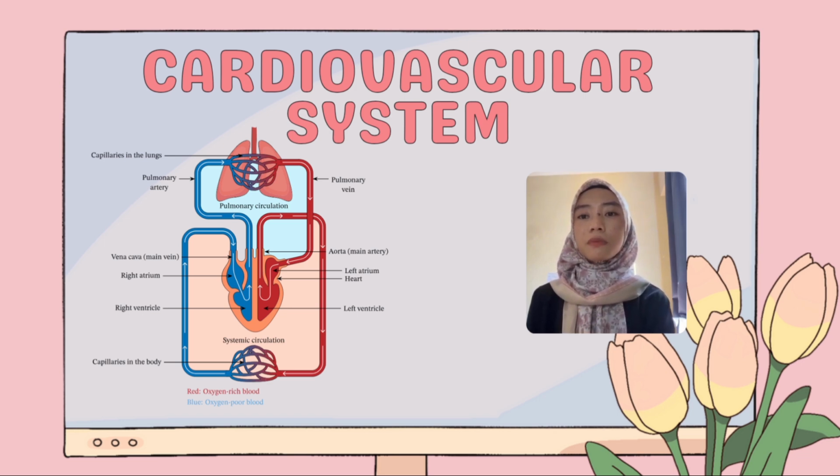Systemic circulation moves blood between the heart and the rest of the body. It sends oxygenated blood out to the cells and returns the deoxygenated blood to the heart.